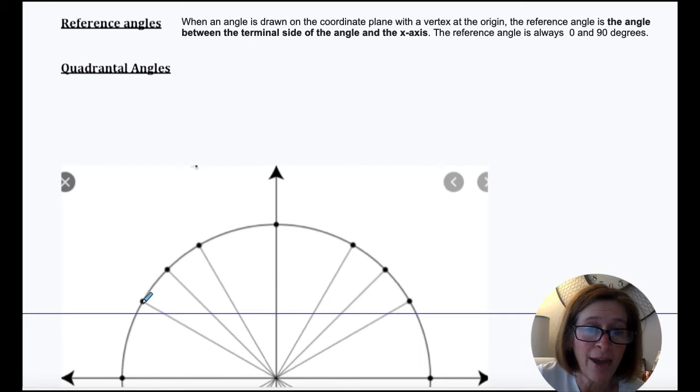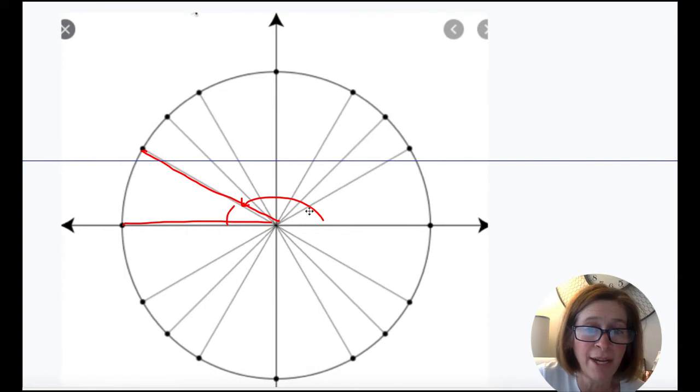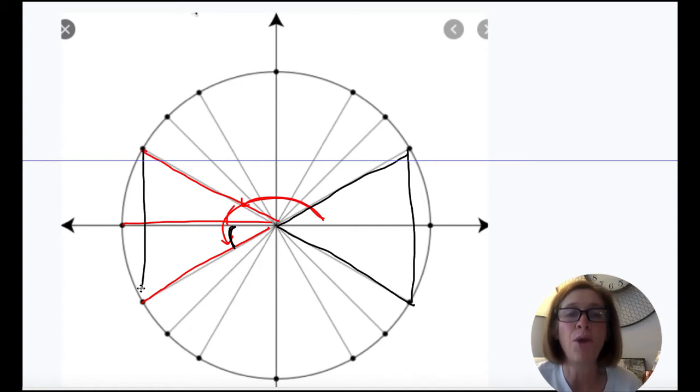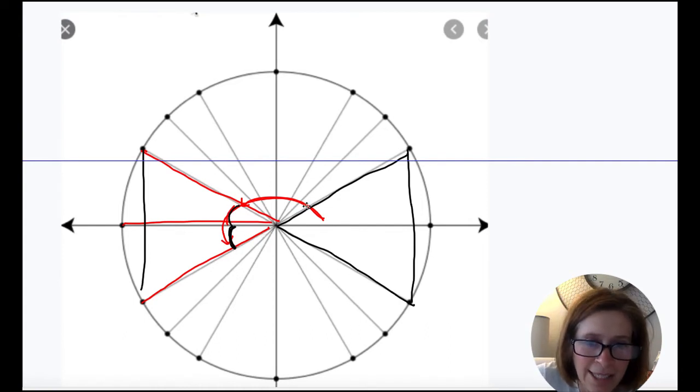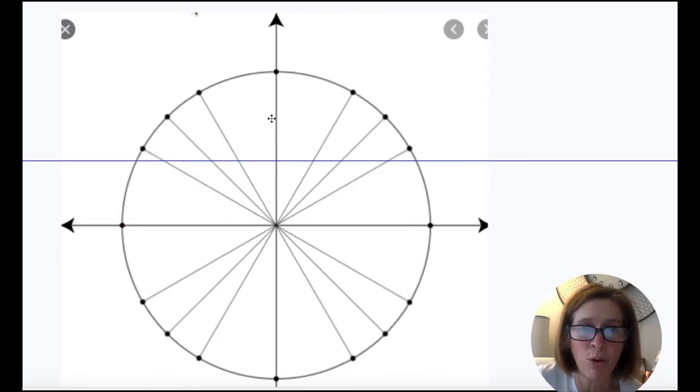So for example, if I was looking at this angle, this would be the reference angle because of the terminal side and the x-axis. If I was looking at this angle right here, all the way around, this would be the terminal side. So the reference angle would be the angle created with the x-axis. What's really nice to think about is that reference angles, if I actually draw the triangles, always form a bow tie with the x-axis, with this being the reference angle. All right, so that's kind of important.